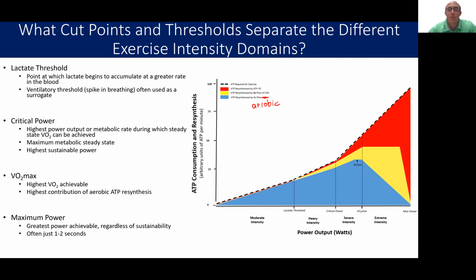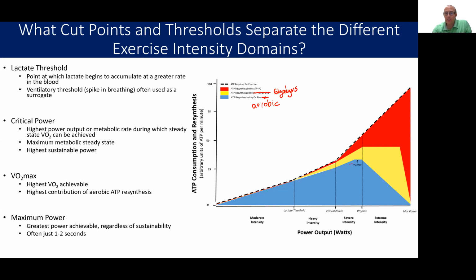The yellow is not oxidative phosphorylation or aerobic metabolism. The yellow is glycolysis. And then the red is phosphocreatine. So when we're at these lower intensities, we're meeting our increased ATP demand by consuming more oxygen and resynthesizing more ATP aerobically with the blue.